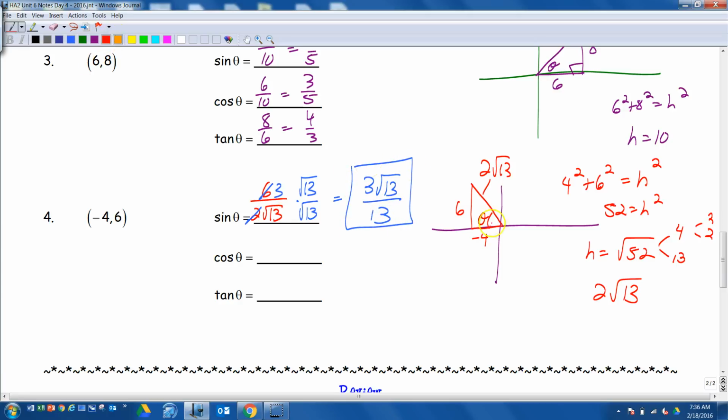We have to do the same thing for cosine. Cosine is -4 over 2√13. Again, you have to rationalize. Cross out these, simplify those. So we get -2√13 over 13. And tangent is 6 over -4, which is -3/2. Okay? So that's just geometry.